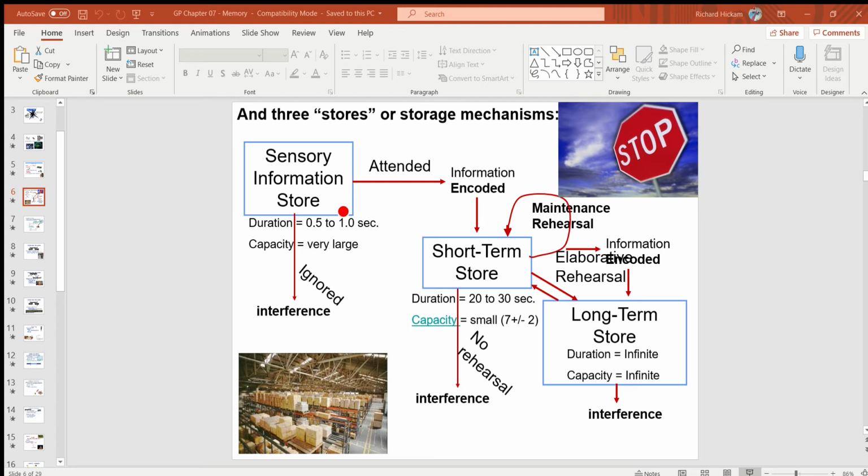The capacity is huge. What happens to that information? If it's not used, it's dumped. It's dumped out the back because new information is coming in the front. Millions and millions of bits of information are just moving through this warehouse very, very quickly.